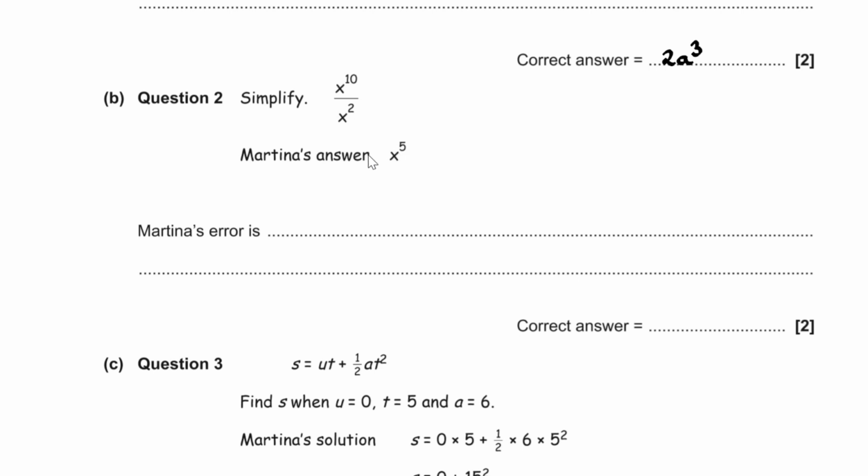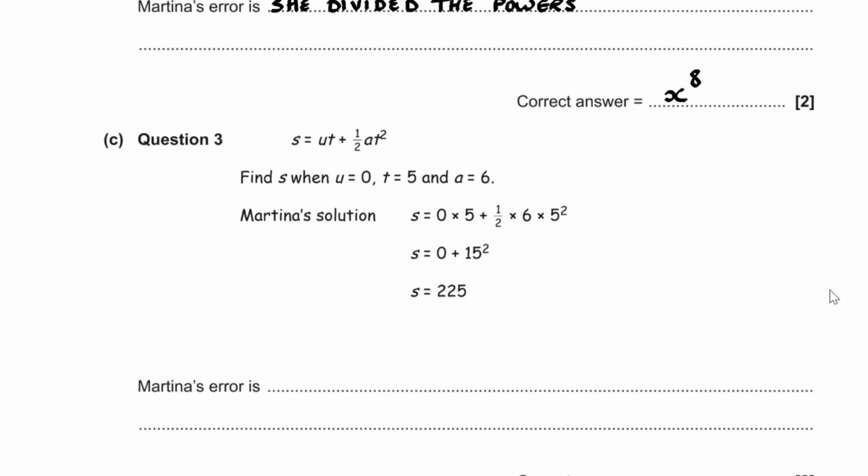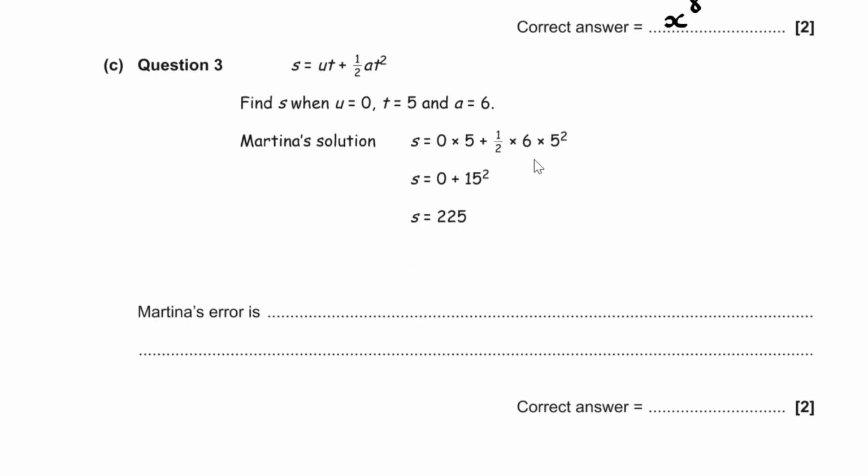Well, what she did was she divided the powers. She wasn't supposed to do that. Instead, she should have subtracted the powers, and if we do that, we've got here x to the power of 10 take away 2, which is x to the 8. So here we should have x to the 8. And then for the third one, we've got s equals ut plus a half at squared. We have to find s when u is 0, t is 5 and a is 6.